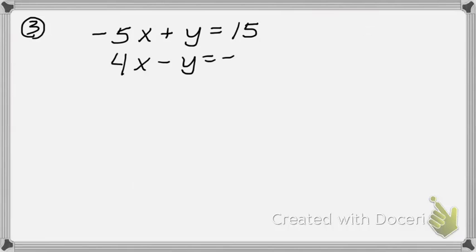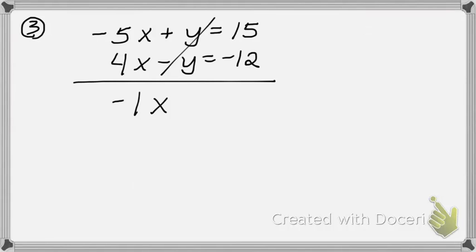All right, I got negative 5x plus y equals 15, and then 4x minus y equals negative 12. Guess what letter you eliminate first? The y's, yep. When you add them together, they disappear. They're canceled out. Now the x's. Negative 5x and a positive 4x is negative 1x, and the equal sign. And 15 and negative 12 make positive 3.